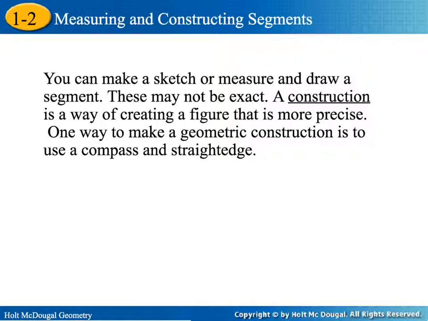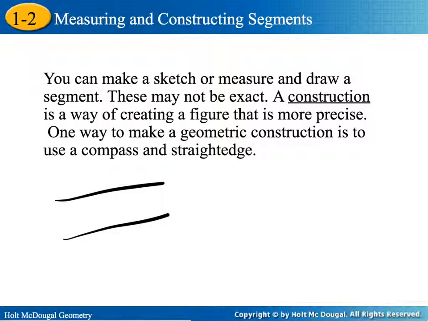You can make a sketch or measure and draw a segment. These may not be exact. So your next definition word is construction. A construction is creating a precise replica using a compass and straight edge. If I just said, okay, here's a line, I want you to sketch a similar line, I could just draw another line and say that's almost the same line.